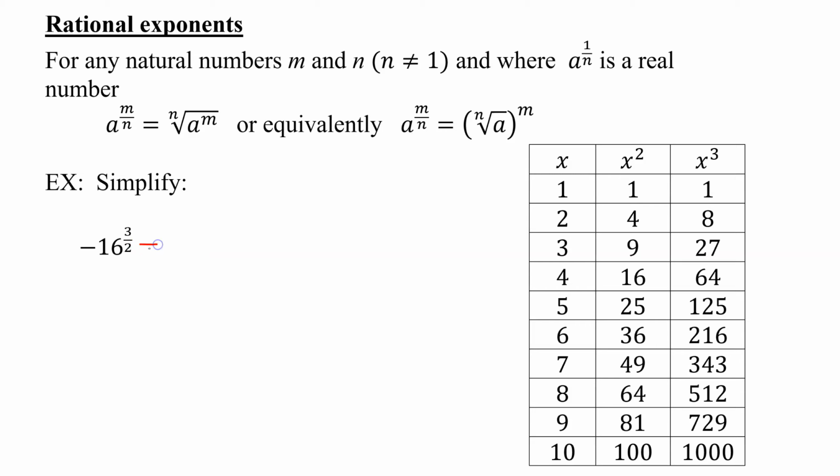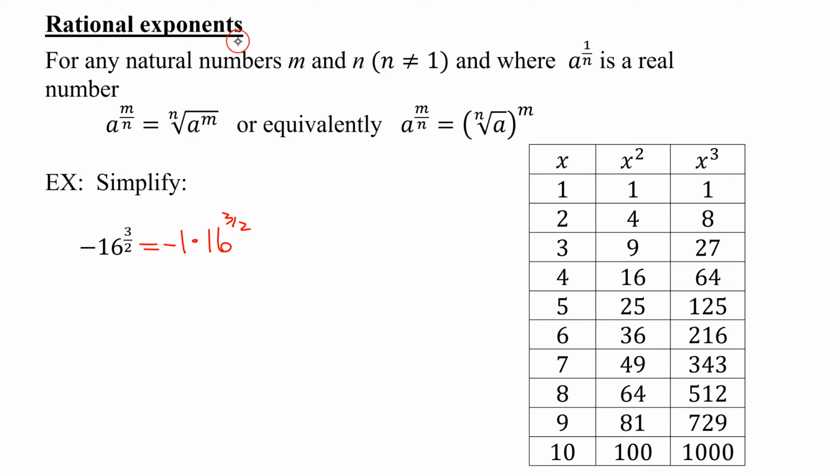That is not the case here. When I have a negative in front of 16 to the 3/2 power, this really means I have negative 1 times 16 to the 3/2 power. Next, we have to figure out what 16 raised to the 3/2 power means. So I have a number raised to a rational exponent, or a fractional exponent.